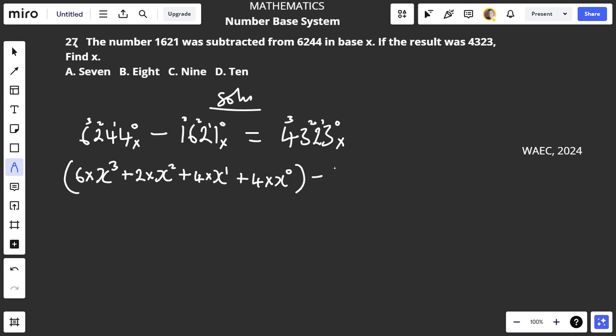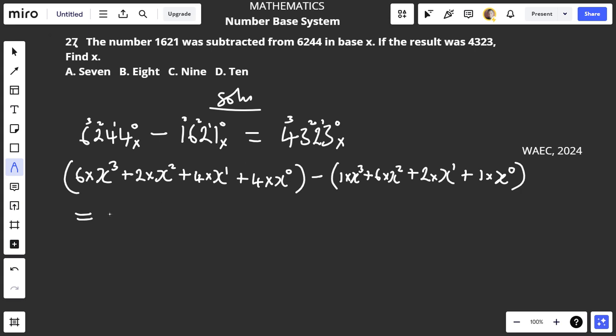Minus, we go for this second number, open bracket for it. This will be 1 times the base, which is x, raised to the power of 3, plus 6 times the base raised to the power of 2, plus 2 times the base raised to the power of 1, plus 1 times the base, which is x, raised to the power of 0, equals to this one.